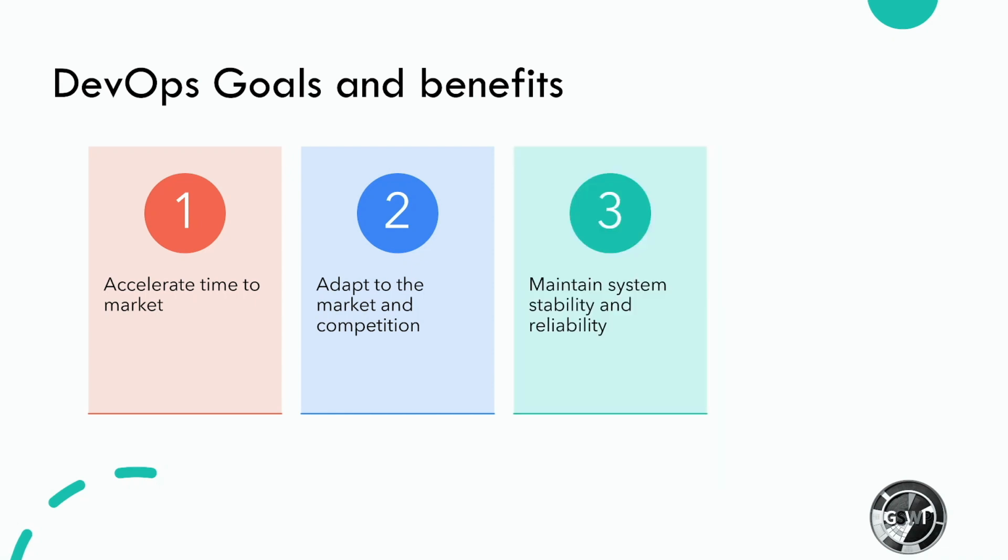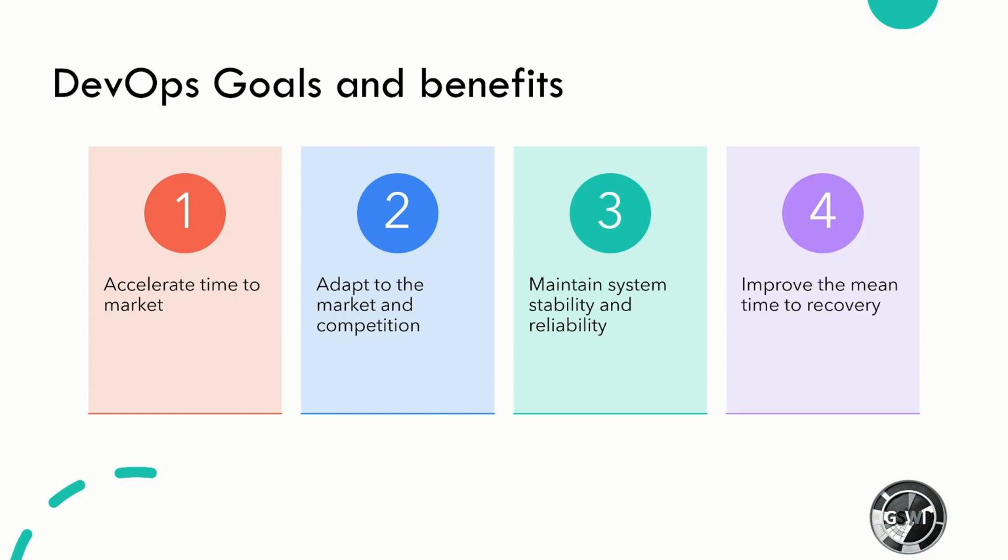Third, maintain system stability and reliability. By adopting continuous improvement practices, teams are able to build in increased stability and reliability of the products and services they deploy. These practices help reduce failure and risks.